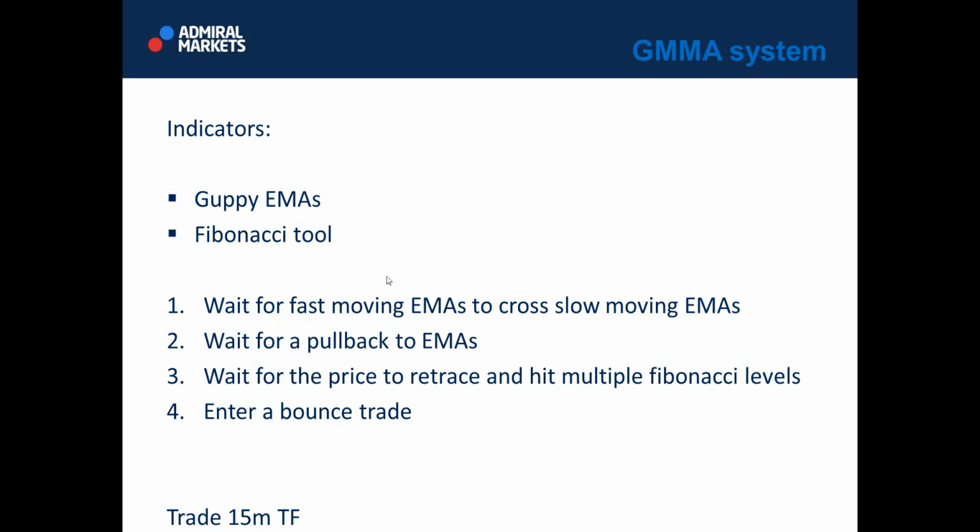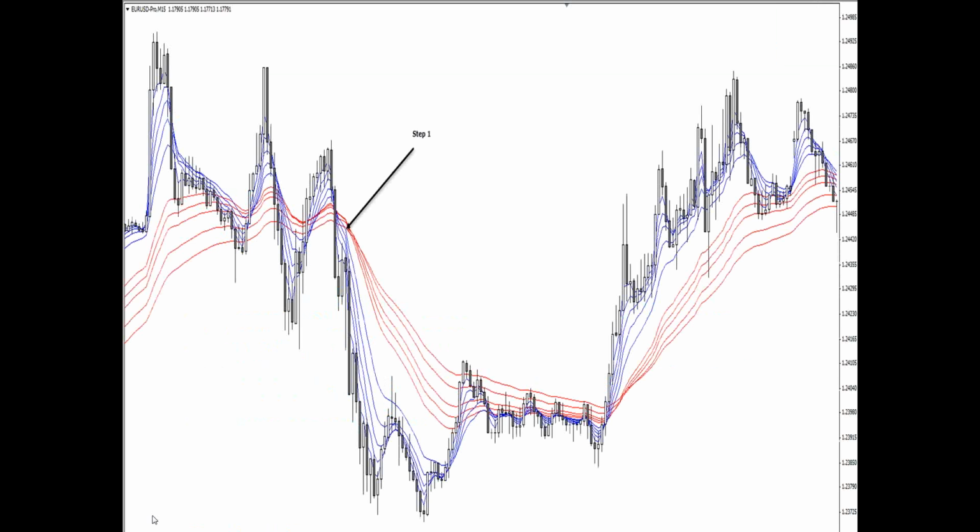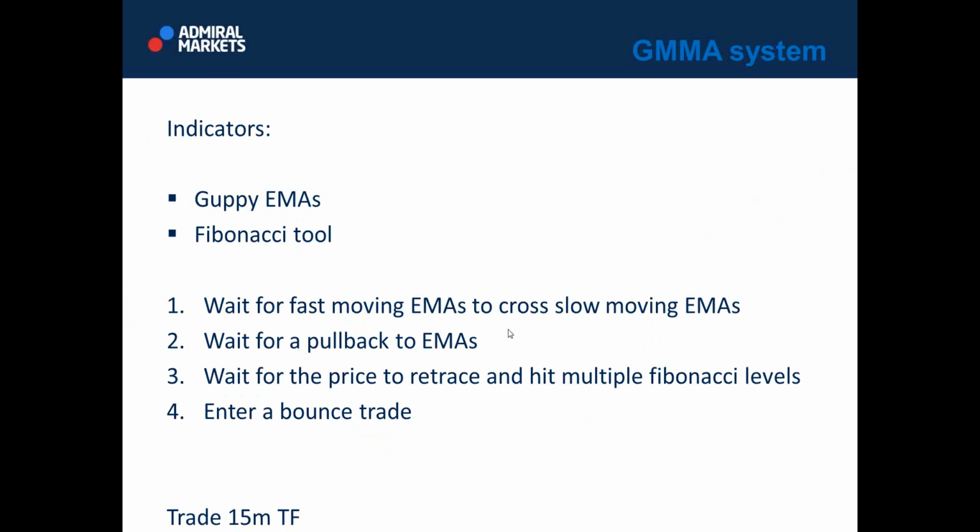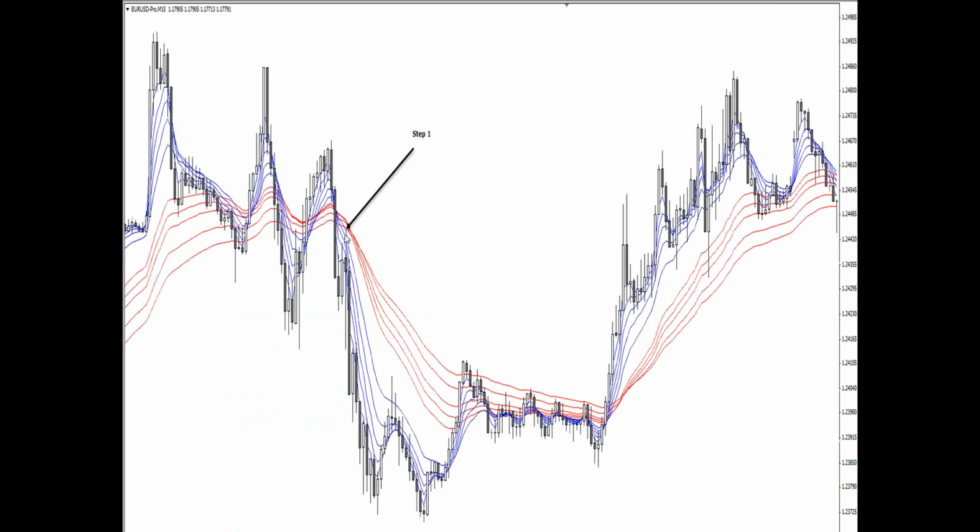Okay? Again, memorize this slide. Wait for the fast-moving EMA to cross the slow-moving EMA to give you the trend direction. Then you need to wait for a pullback to EMAs. You always need to wait for a pullback. In this case, EMAs. Wait for the price to retrace and hit multiple Fibonacci levels, and then enter a bounce trade. 15-minute time frame. So this is step 1. Wait for fast-moving EMAs to cross slow. This is the time when fast EMAs crossed slow EMAs.